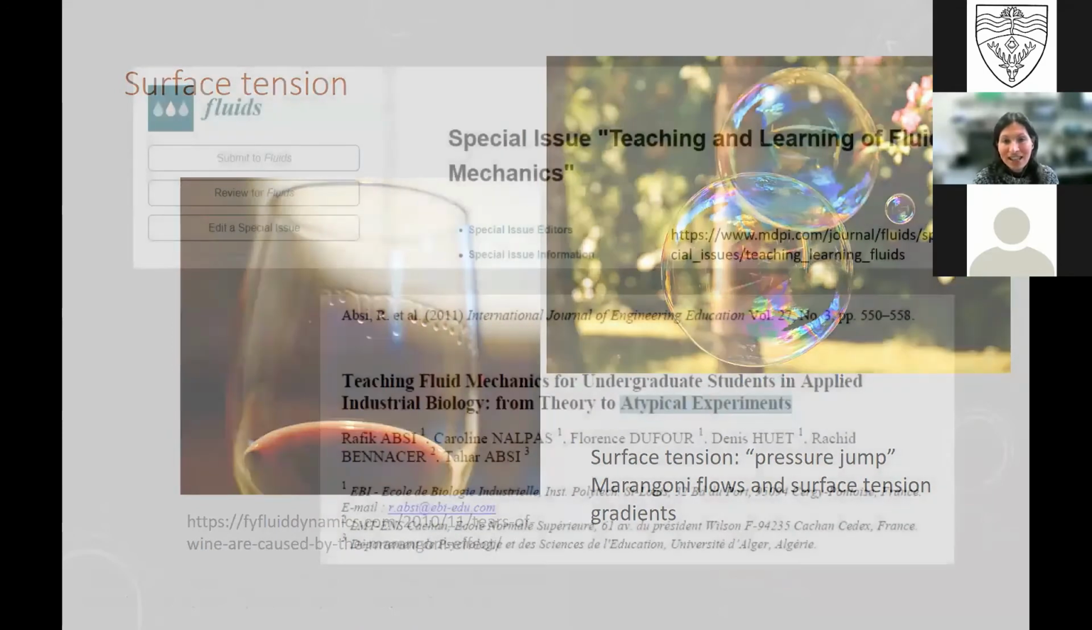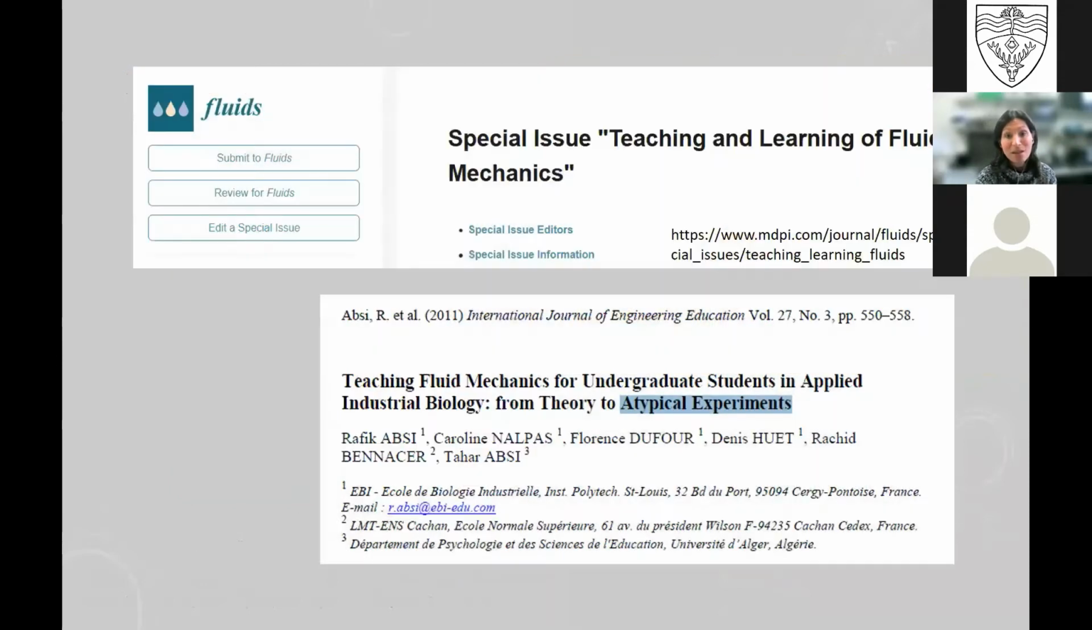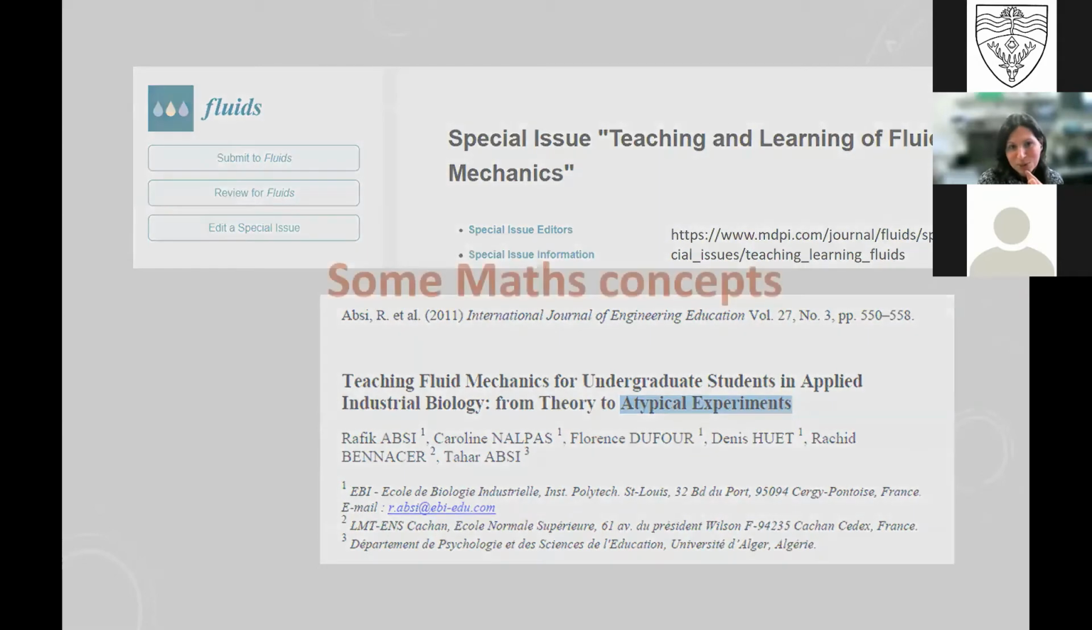There are many special issues and many papers on teaching and learning with fluid mechanics. There are a lot of fancy things about atypical experiments, the paradoxes. It's really cool to see. And again, I didn't have it in secondary school. I would have loved to. Luckily, in university you use it in many degrees. But secondary school should be somewhere there.